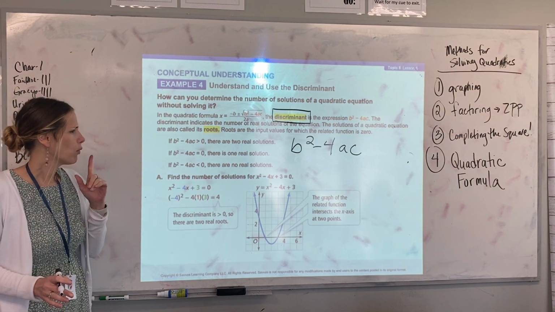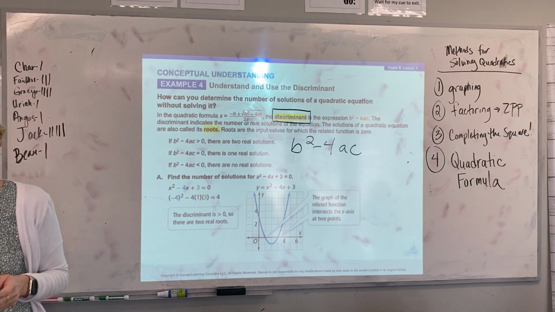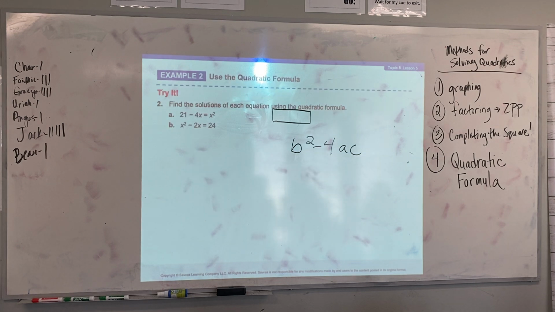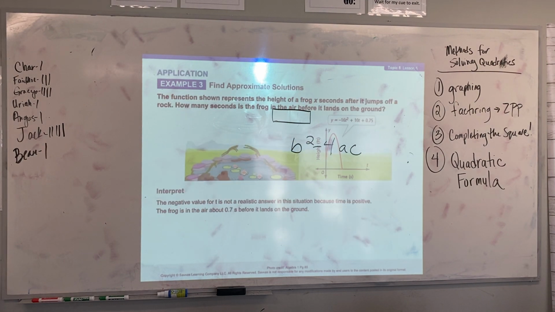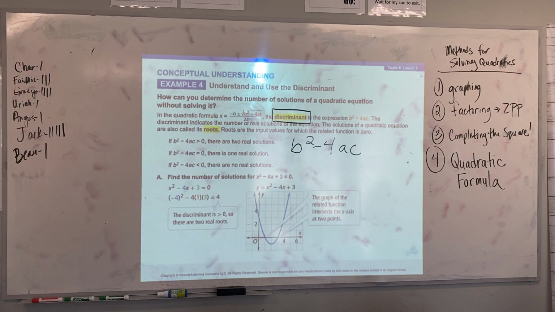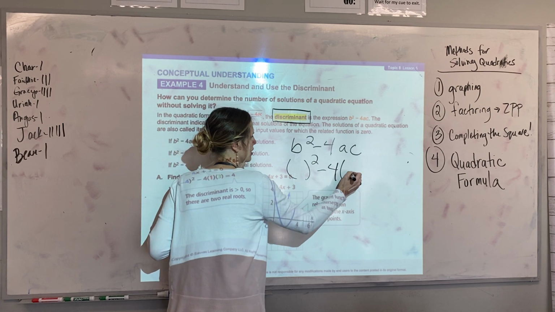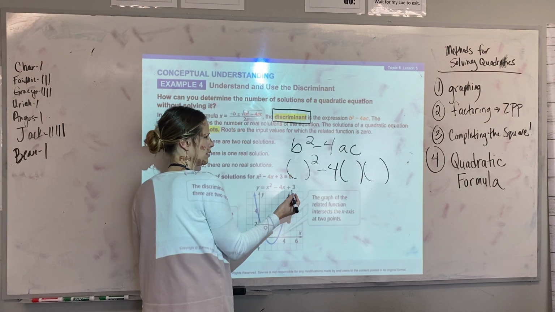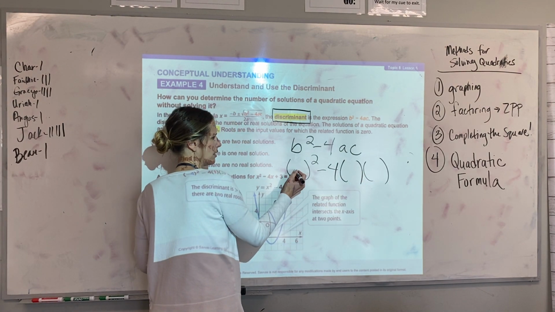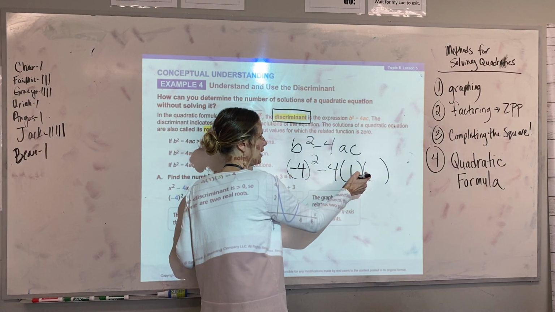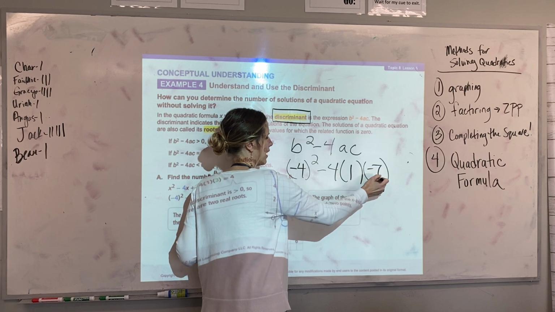So, what is that equation that we just had? I erased it. Yeah, that quadratic formula. Somebody tell me what the discriminant was. The b squared minus the 4 times the a times the c. What's the b? Negative 4. The a was 1, and the c was -7.